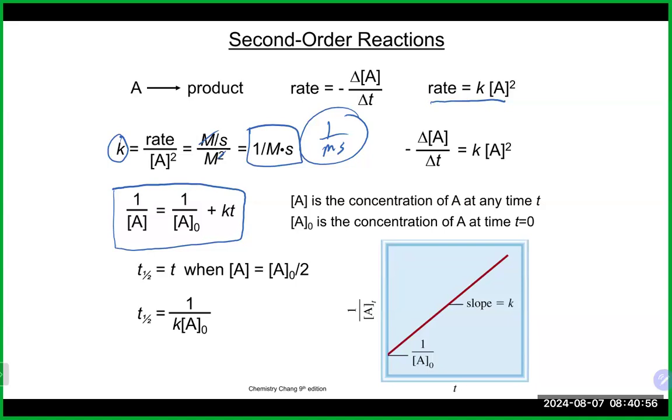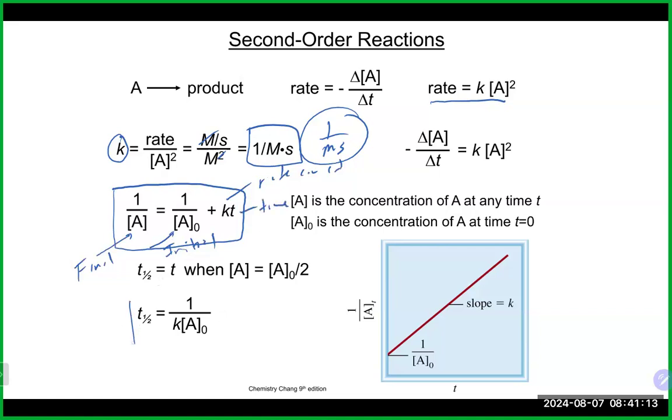And that is 1 over A is equal to 1 over A naught plus KT. Again, this is the same stuff. That is our final concentration. That is our initial concentration. That is our rate constant. And that is our time in this case.